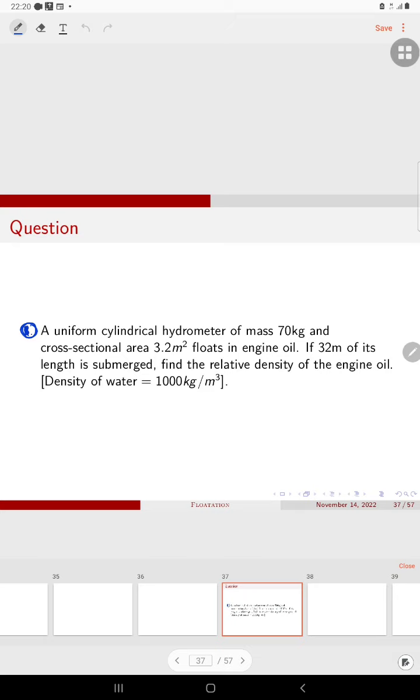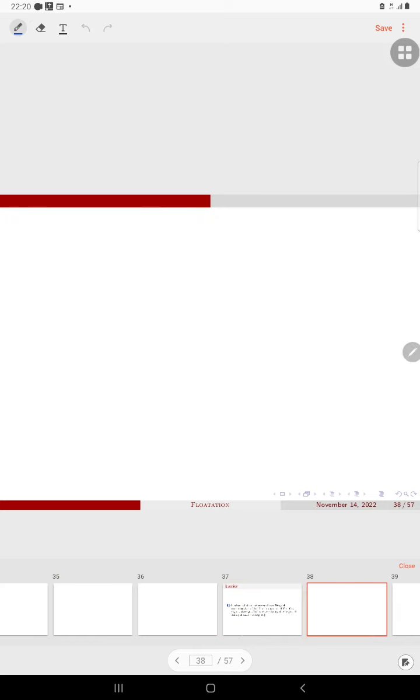A uniform cylindrical hydrometer of mass 70 kilograms and cross-sectional area 3.2 meters squared floats in engine oil. If 32 meters of its length is submerged, find the relative density of the engine oil. And we are supposed to take the density of water as 1000 kilogram per cubic meter. Right, so pause the video and write down the question. I'm going to solve it systematically. So this is our solution.